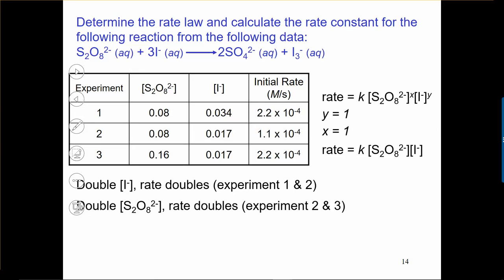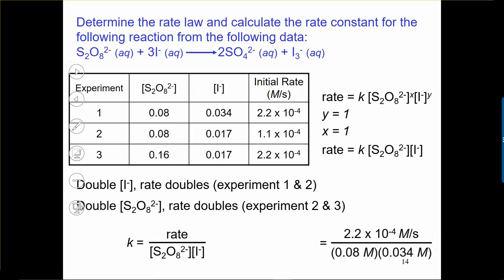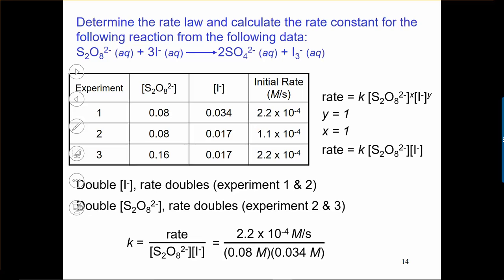So they're both first order. This is your rate expression. If you did experiment one, you would set it up to find K in this fashion: 2.2 times 10 to the negative 4 divided by 0.08 divided by 0.034. Okay, and that'll find your K.